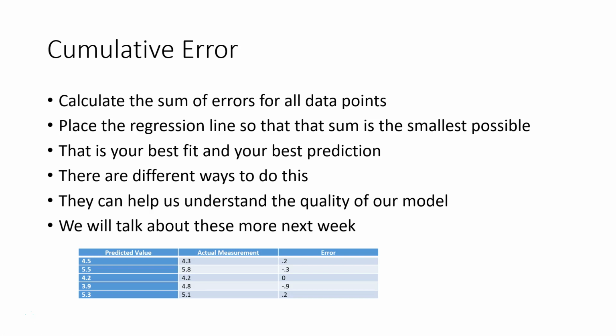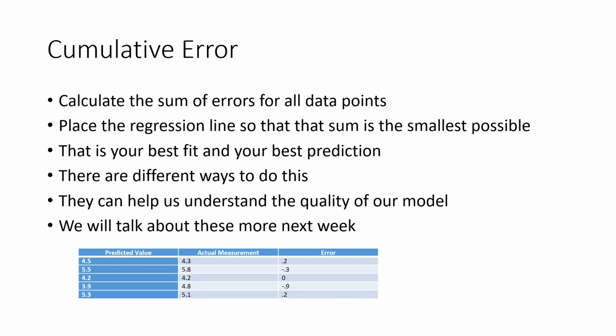And here's a little bit more about cumulative error. We calculate the sum of the errors for all the data points. We place the regression line so that the sum is as small as possible. We already know that the regression line is going to be the one that yields the smallest errors possible. That is our best fit and our best prediction. There are many different ways to do this, but they can help us understand the quality of our model.